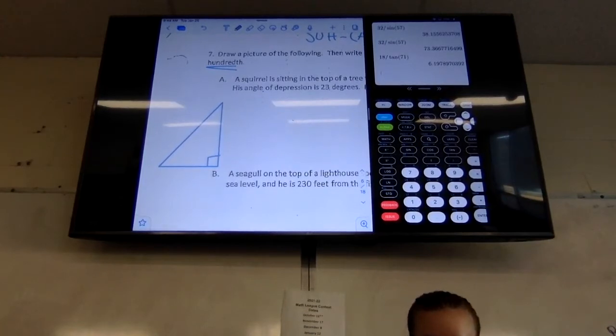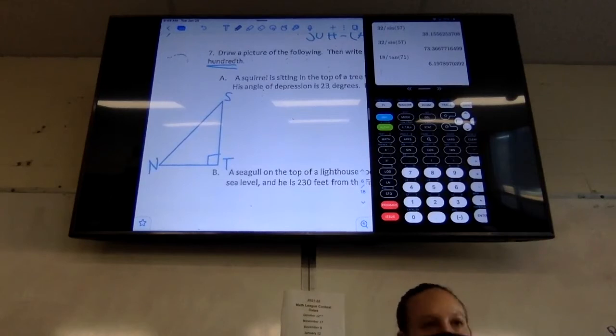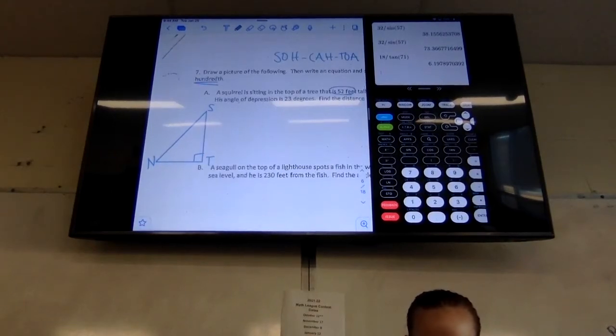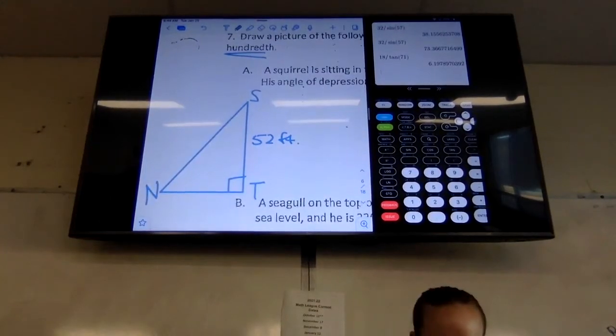So it says the squirrel is sitting at the top of the tree. So I'm going to put an S at the top because that's where the squirrel is. It says there's a nut on the ground in front of the tree. And then I'm just going to put a T at the base just because it's a tree. So I'm going to remind myself what everything is: squirrel, nut, tree. Those are the important things we have. It says the tree is 52 feet tall. That's my vertical distance, right? Trees grow up and down. So 52 feet is my distance from S to T.